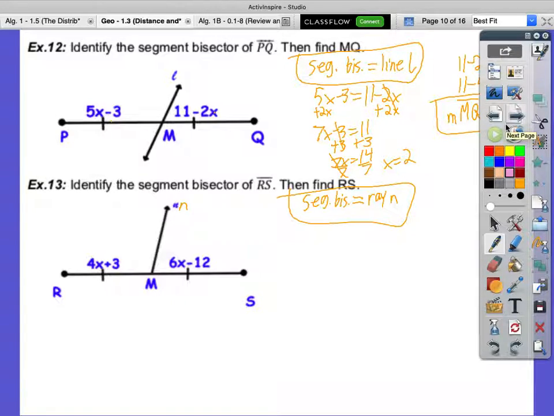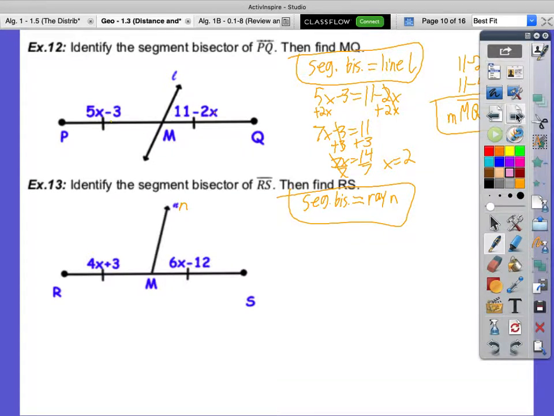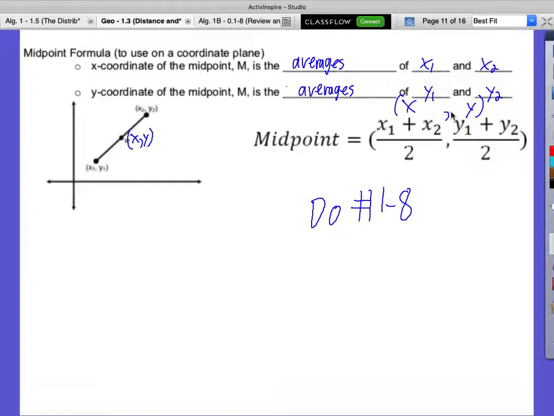And we did that with 12, and then on 13 we just identified it and said, how would we solve this? Well, we'd set those two equal to each other since it's a midpoint, and then solve for x, plug it back in, and so on. That's where we left off. We got down to here where we just briefly went over the midpoint formula, but we hadn't quite used it yet.